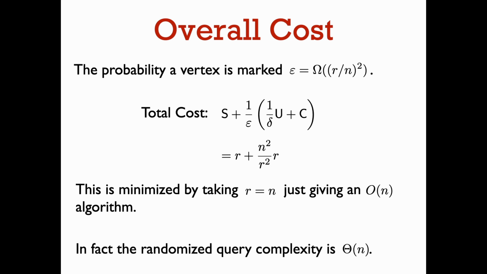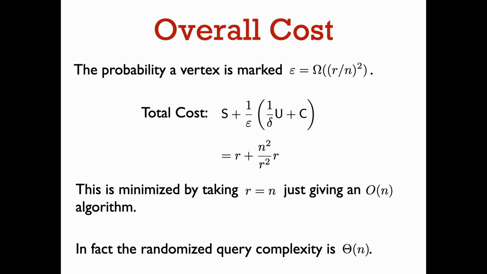Let's plug these values into our formula. The setup cost is r, the checking cost is 0, since we always maintain full knowledge of the data at a vertex when we arrive at that vertex. The update cost is 1, so the total cost is r plus 1 divided by quantity epsilon times delta times the update cost, which is 1. So the whole thing is r plus n squared divided by r squared times r.